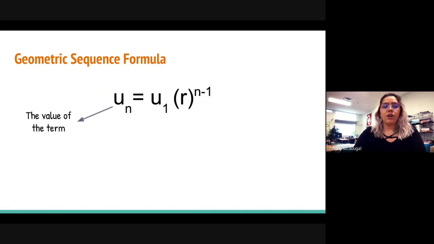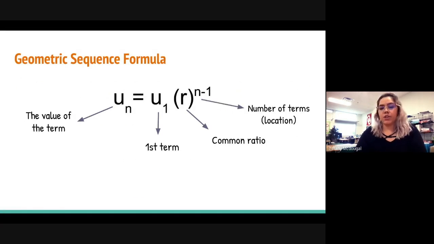So we have our first variable here, Un, which we know is the value of the term, or the general term. It's just the formula. We have U1, which is our first term. New letter here, we have R, which we talked about. It's the common ratio, what we are multiplying by. And we have n, which is the location or the number of terms. So if I'm looking for the 5th term, the 7th term, the 8th term, that goes into n.